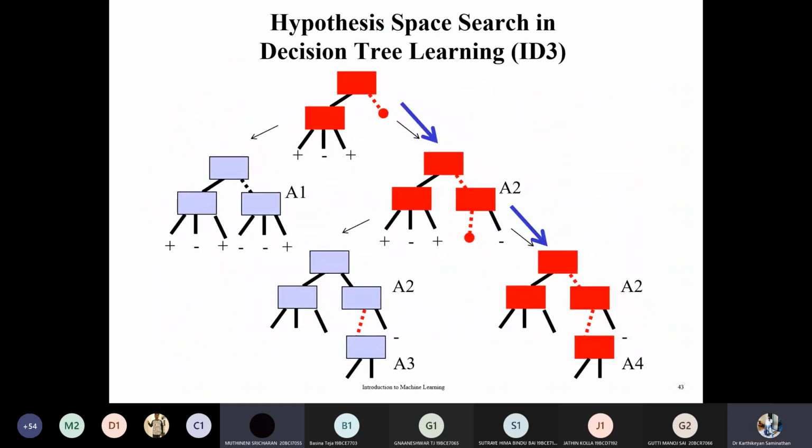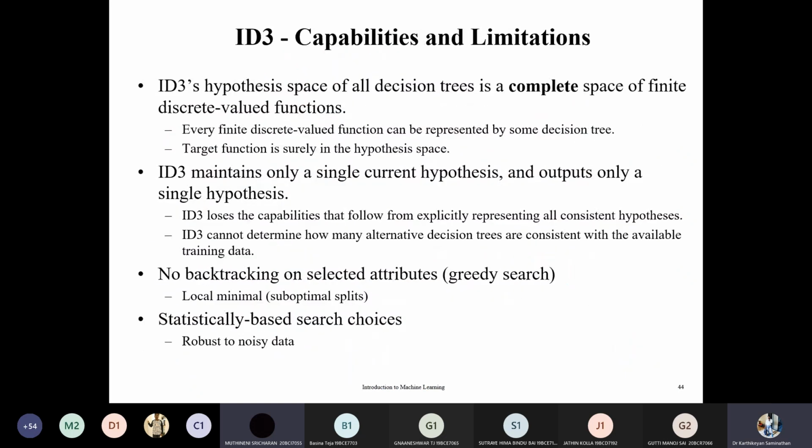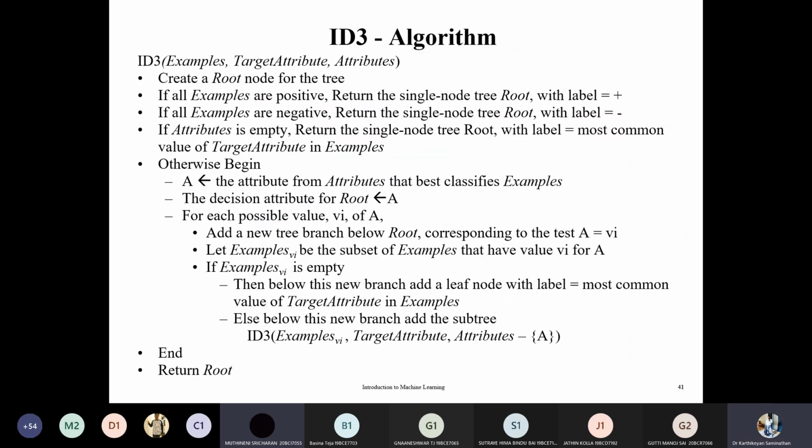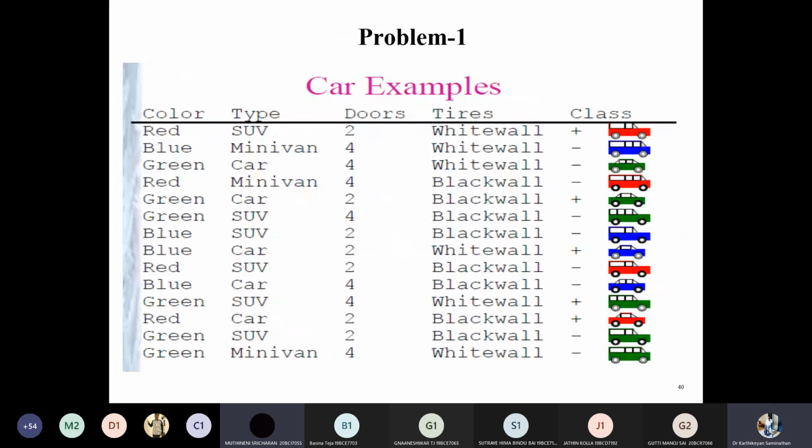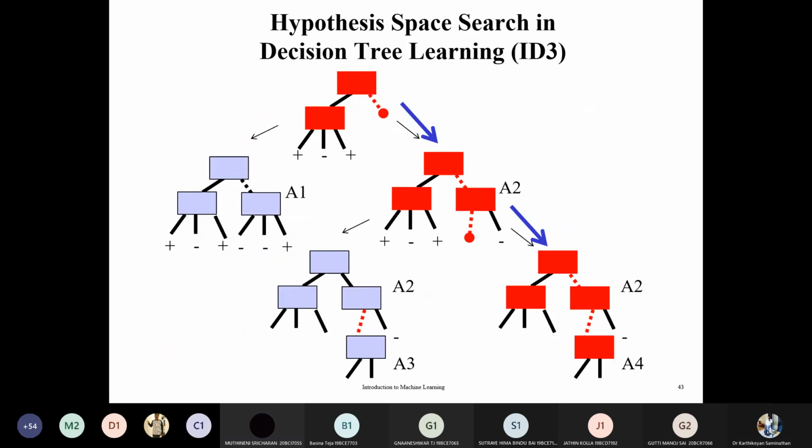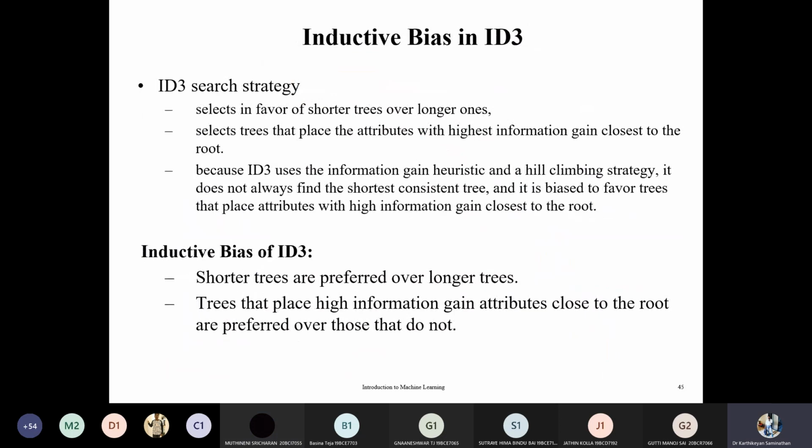Now you can consider this example and try it at home. I'll upload the PPT. The next one is the car problem. Here you can take how many positives and negatives there are: red color cars, blue color cars and green color cars. So from this table you create your own instance and you can try it. Just take a screenshot of this and try it out at home. So that's all about decision trees.